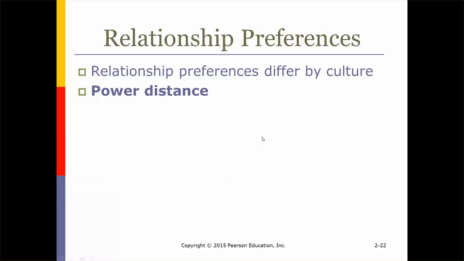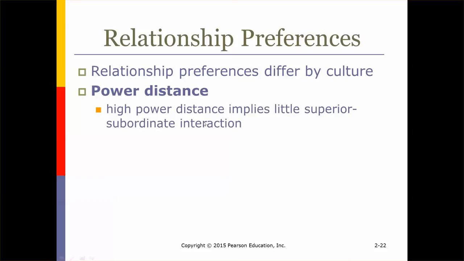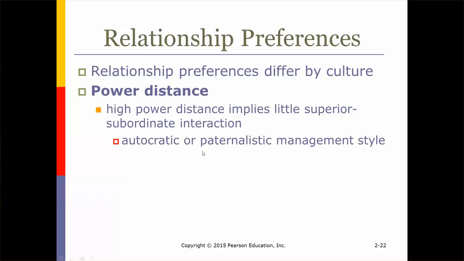In power distance, we're talking about high power distance implies little supervisory interaction. So in that case, the power is held by the senior, and the person at the bottom is just doing what they're told to do. It tends to be an autocratic or paternalistic management style. So I'm going to tell you what to do, and you're going to carry it out. There are cultures where that is the norm.